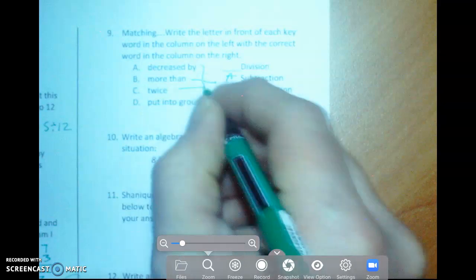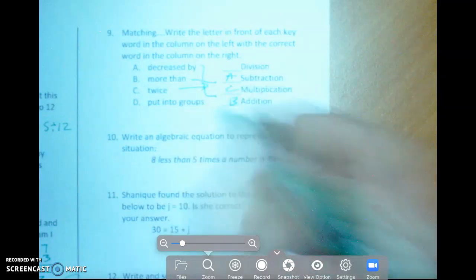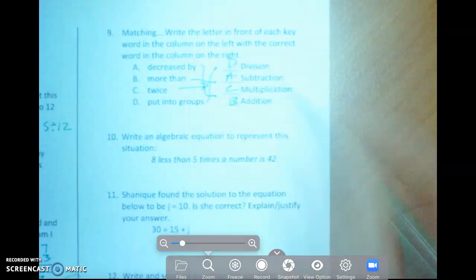Twice, that's multiplication. And put into groups, that is division. So that's DACB. Okay, let's keep rolling here.